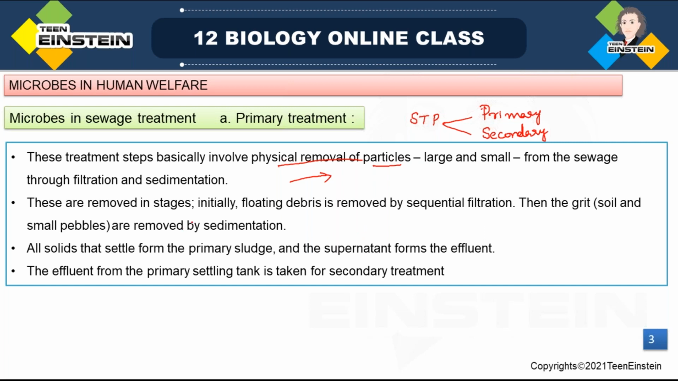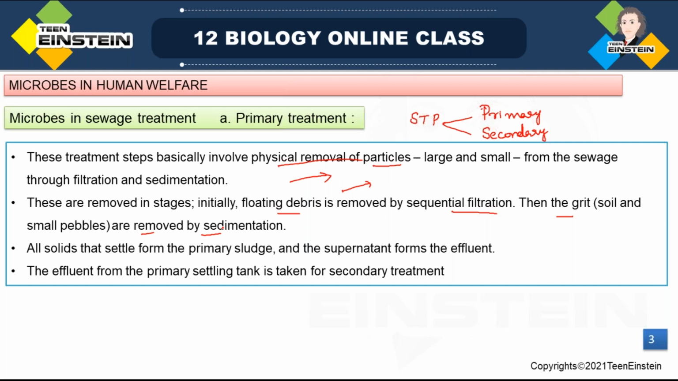Okay, so what they will do is done in different stages. First, the floating debris and floating particles will get removed by sequential filtration. Then the grit is removed by sedimentation.